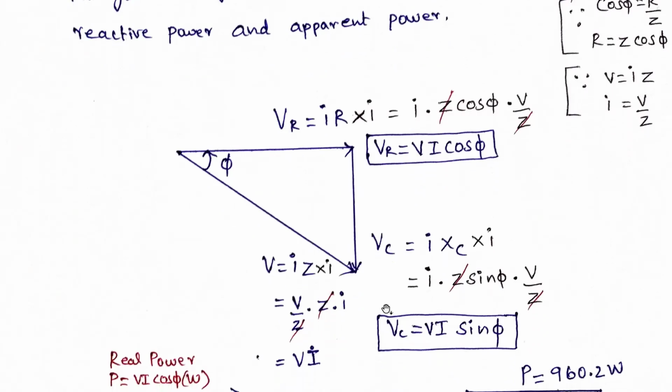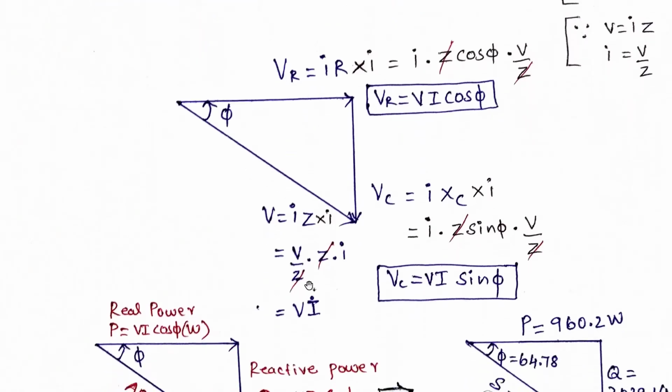Next, what is the resultant? V is equal to I into Z into again I. So here also into I. So V into I. So here what I am doing is I am rewriting I in terms of V by Z. So I is nothing but V by Z. So this I am substituting over here. So Z into I, so Z and Z get cancelled. It is nothing but V into I. It is nothing but S. S is what? Apparent power.